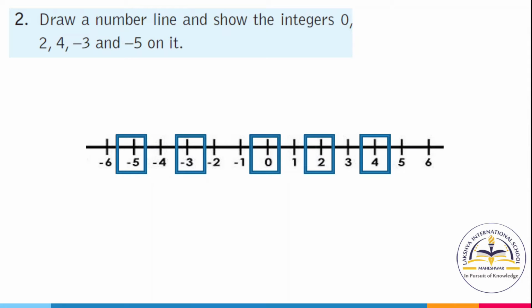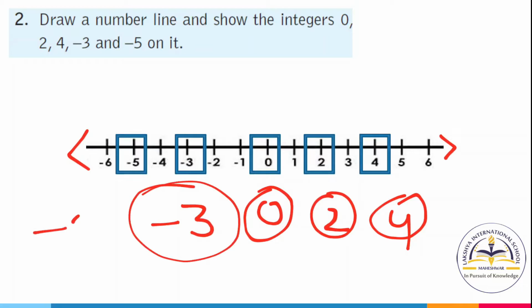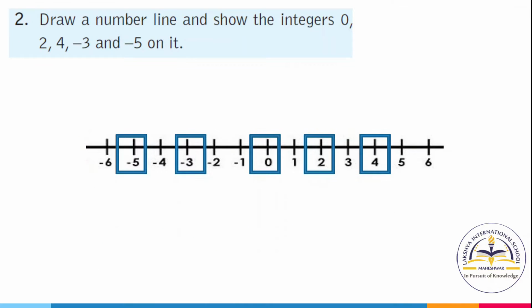Now question number 2, draw a number line and show the integers 0 to 4, -3 and -5. First you have to make the number line here, and suppose 0 is here, you have to encircle it, or make a rectangle. You can make a circle on 0 also. Like this you make a circle on 4, -3, and -5 also on the number line.